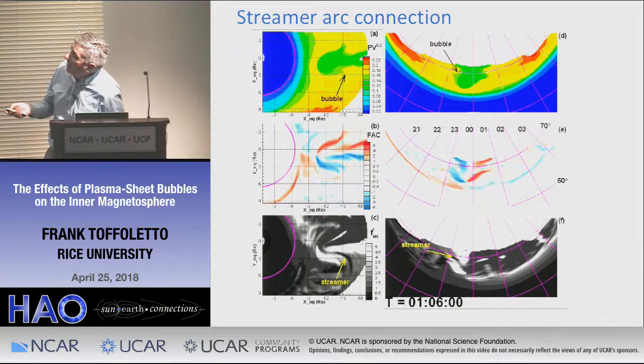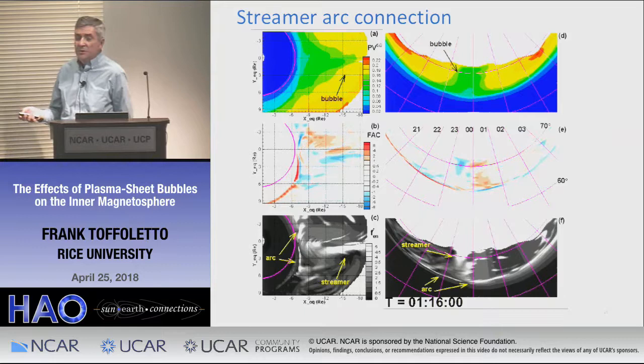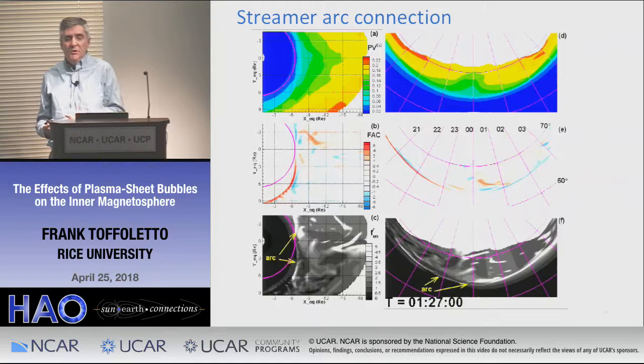and it creates a field line current structure associated with it because of the reduction in plasma, and you end up also with a thing that looks, to some extent, like a streamer that starts on the night side and makes its way all the way down to the night side plasma sheet. You also see the arc structure that was shown earlier. So again, this is a nice explanation of where these streamers are coming from. We think they're associated with these bubbles that are seen.